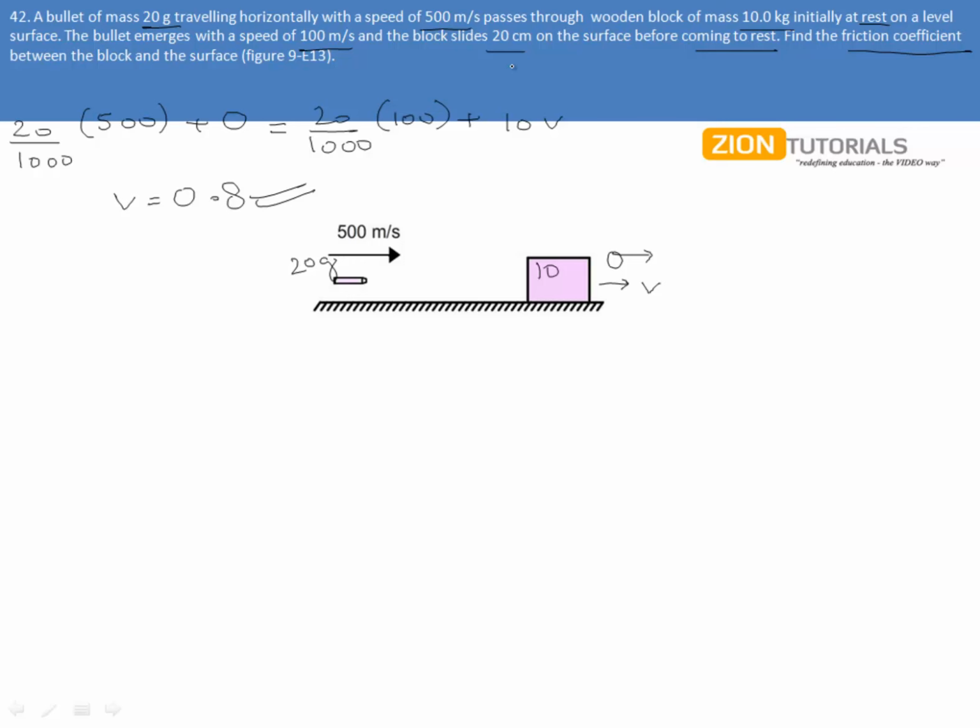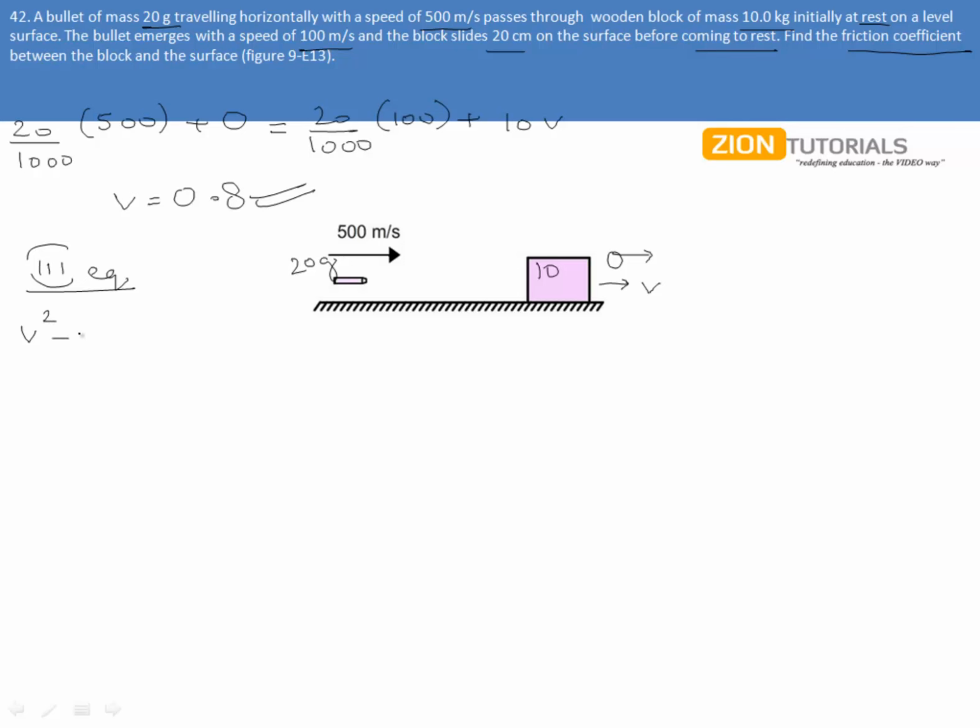This means that some force is opposing this motion. That is, some deceleration is taking place, and that deceleration is actually due to friction, and we need to find that friction coefficient. So let us employ the third equation of motion over here, because we have the initial velocity being 0.8 and final being 0 because it is coming to rest.